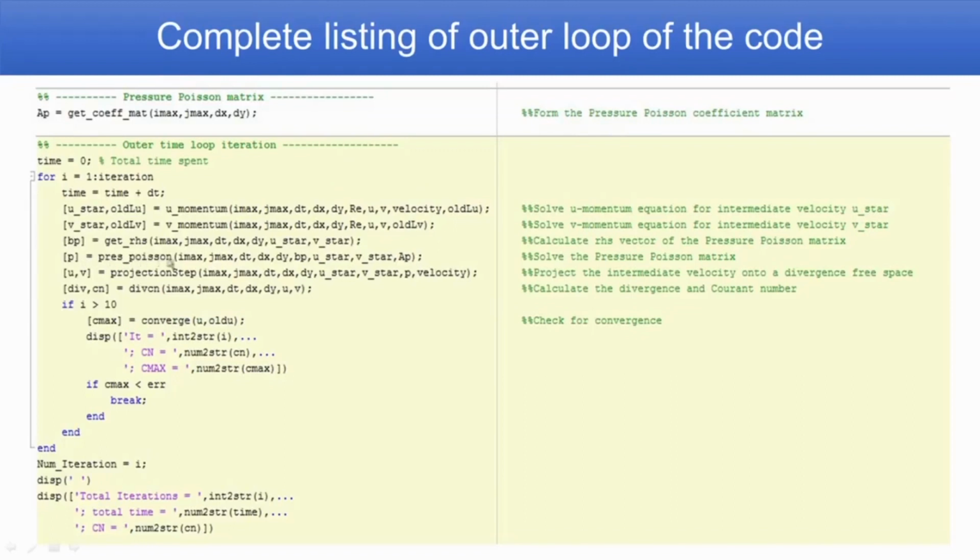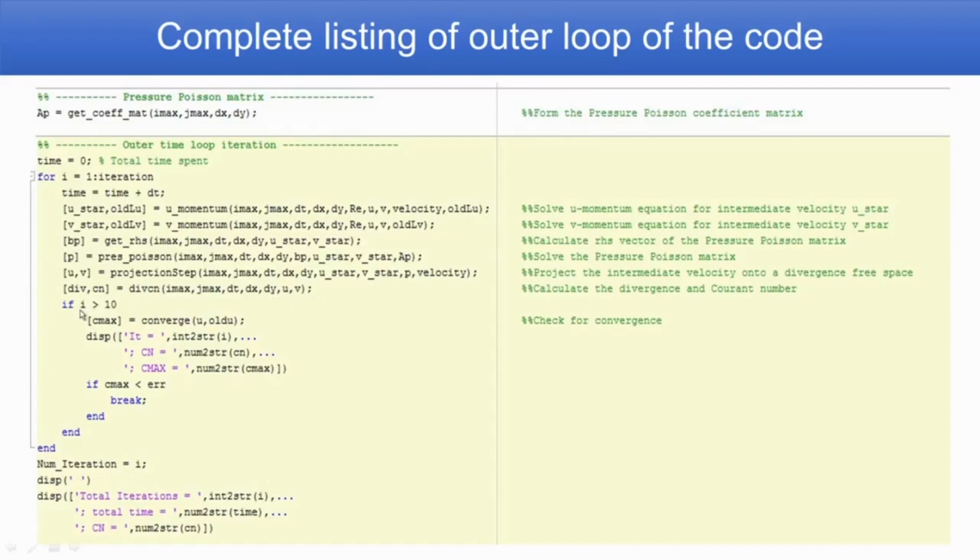Then you solve the pressure Poisson equation, and that is what is shown here. Then you project the step, this we have just now seen, to get u and v. Once you get u and v at the new time level, after the final correction step, you calculate the divergence and Courant number. So, divergence, Cn, where Cn represents Courant number, and there is a separate argument for that. So, divergence: div, Cn, imax, jmax, dt, dx, dy, u, v.